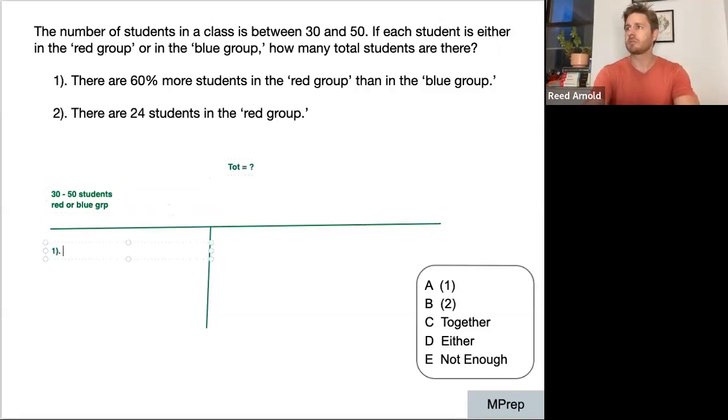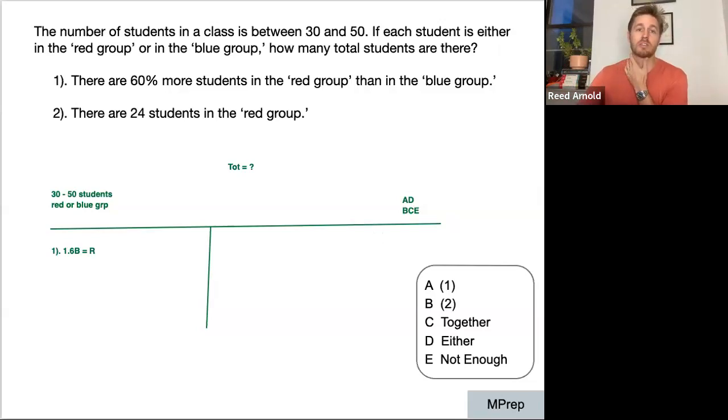I go to statement 1. It tells me that there are 60% more students in the red group than in the blue group. And then maybe I'd put like 1.6 blue equals red if I'm doing an algebraic translation of that equation. Take the blue group, increase it by 60%. That's the red group. I want to know the total. And, okay, 60% more, but that's not enough, right? Because there's not enough information in that situation. That just gives me a 60% comparison. And I don't know what the actual values are. So I would say insufficient, and I would be wrong.